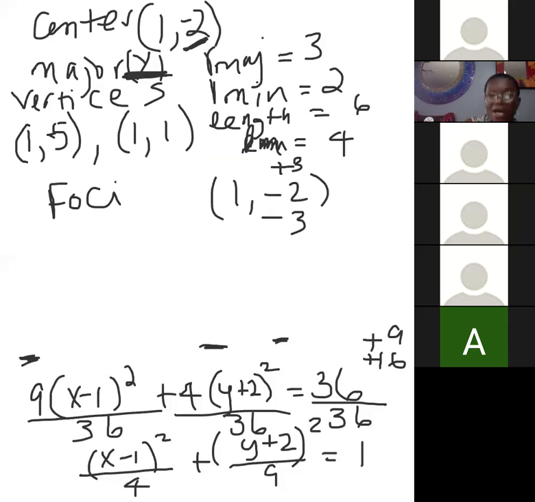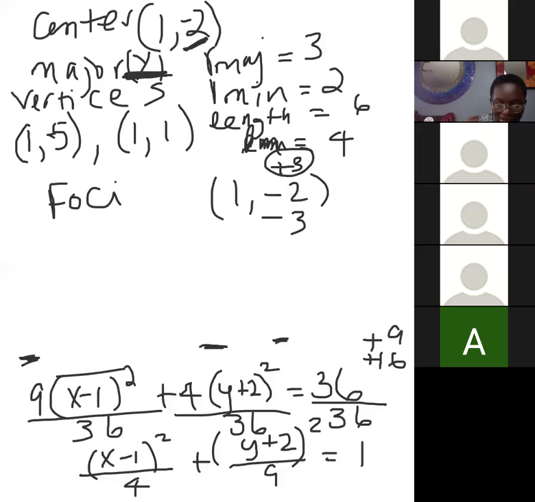Now, remember the foci, they are on the major axis. No, at the top, length of the major axis. Is that the one that's equal to 6, Presley? Which one? +3? You talking about this? Okay, Presley, you can annotate on my screen.